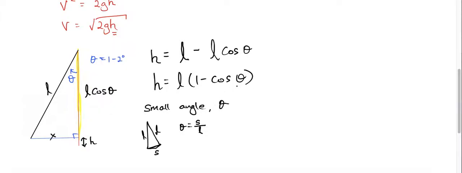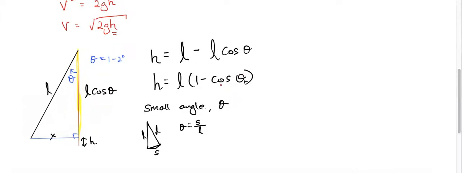But I can't place it into here yet. Why? Because it's the cos of a radian. So what we can do now is to find out the relationship between theta and the x.